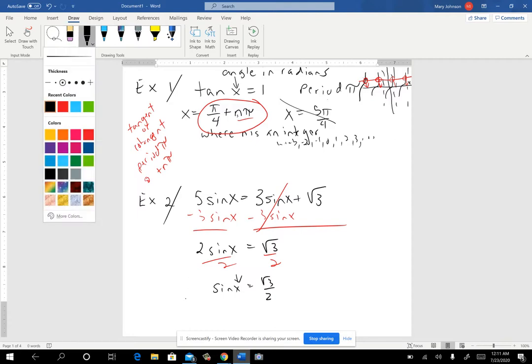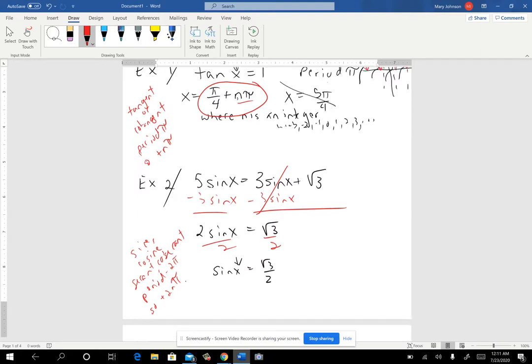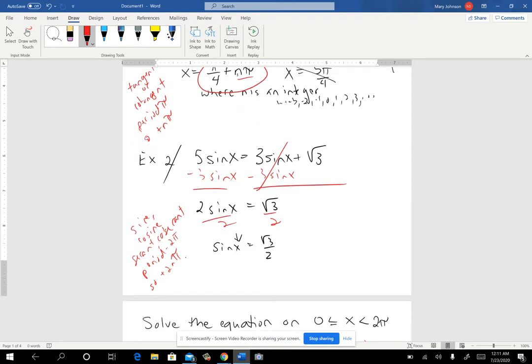Now, sine, cosine, and secant, cosecant, if you had any of those, dealing with any of those, the period is 2 pi. So you would add a multiple of 2 pi. We normally write it as 2n pi. All right, but we're not quite there yet. We got to figure out what the basic angle is.